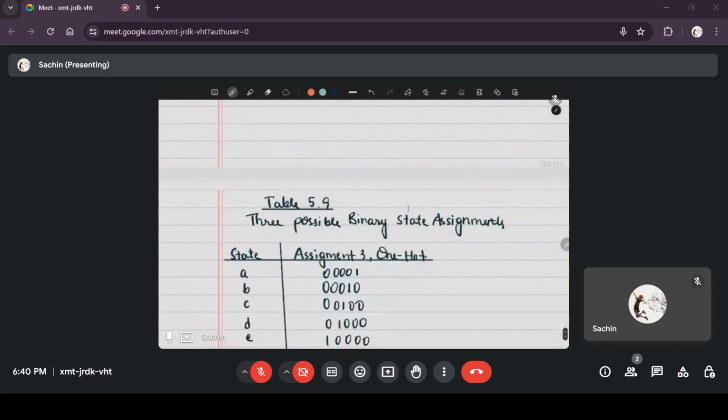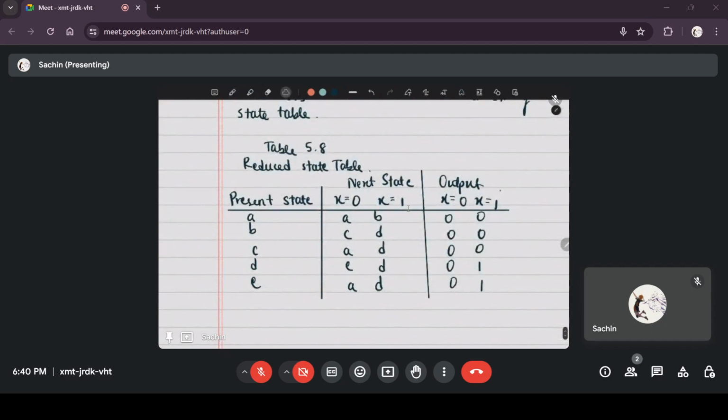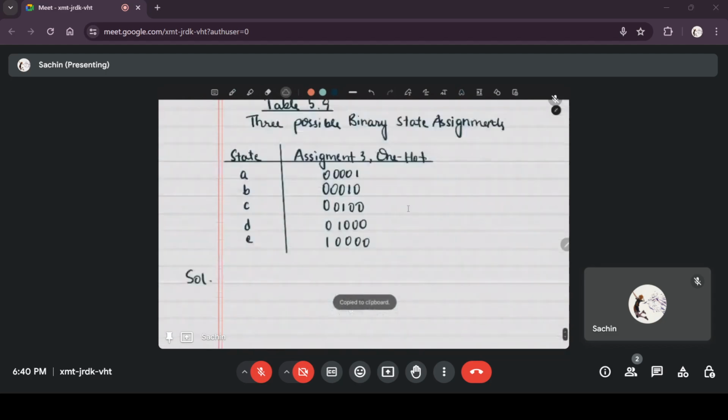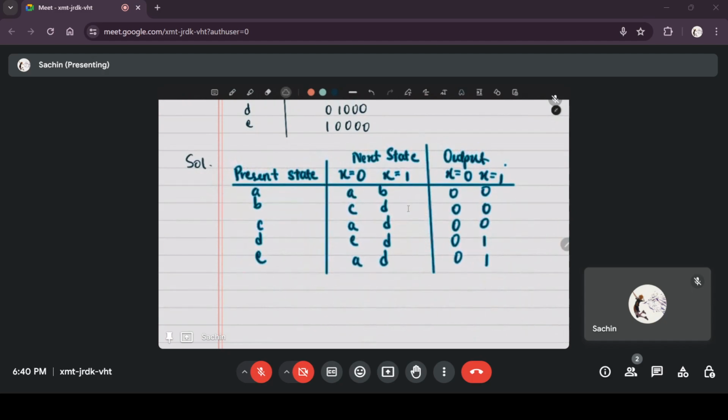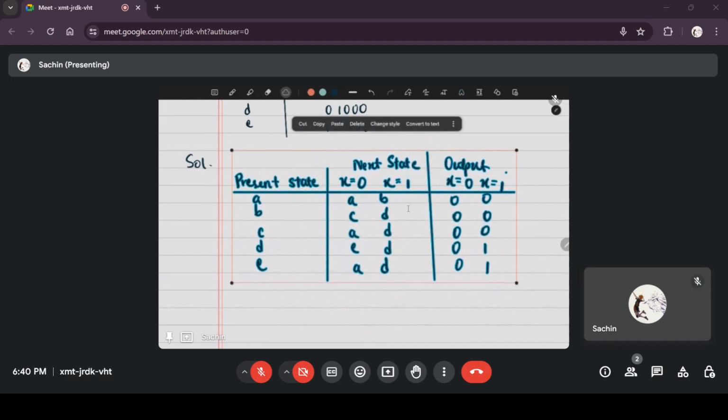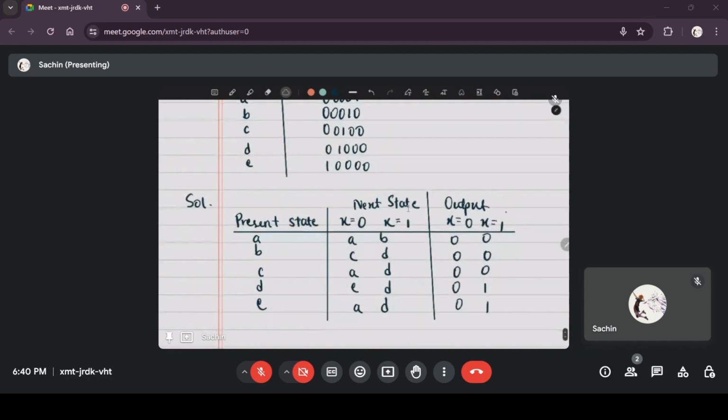So the solution. For A, we'll substitute 1 followed by 4 zeros.